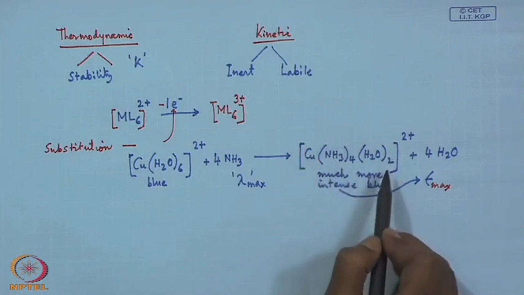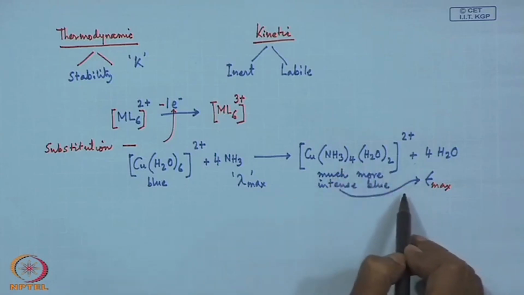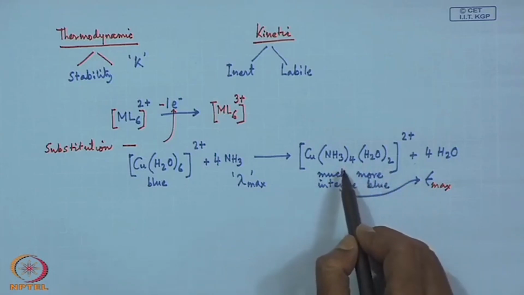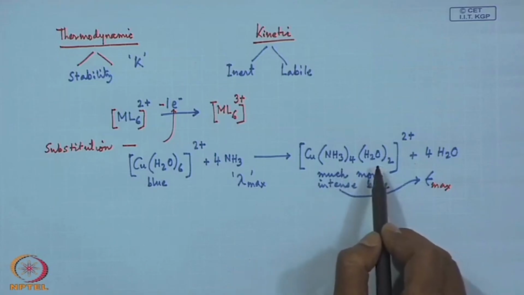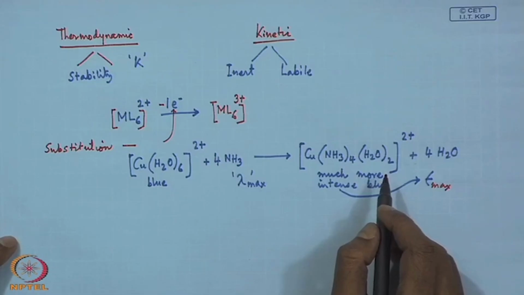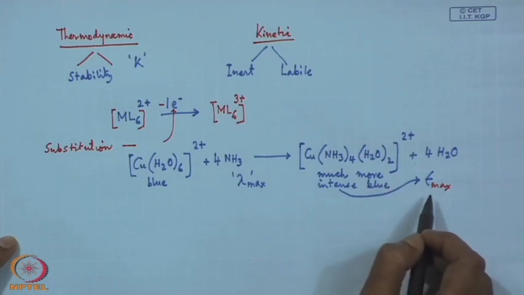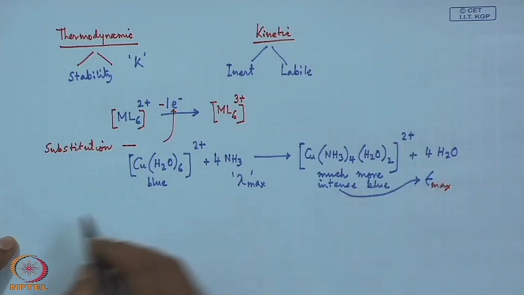So, with time, if we can monitor the corresponding growth of this particular lambda max value for this tetraammine diaqua compound of copper, we can find out the corresponding rate of the reaction. So, this particular reaction is a very fast reaction. Immediately this reaction can take place within some milliseconds only.